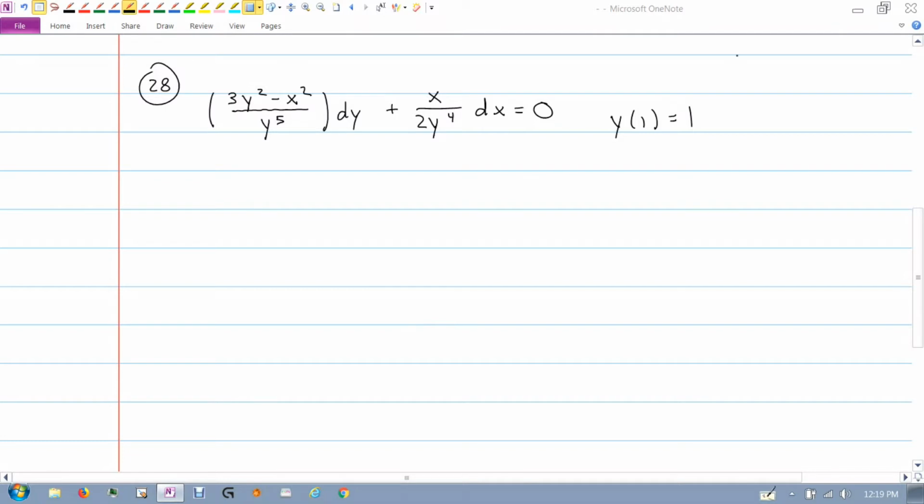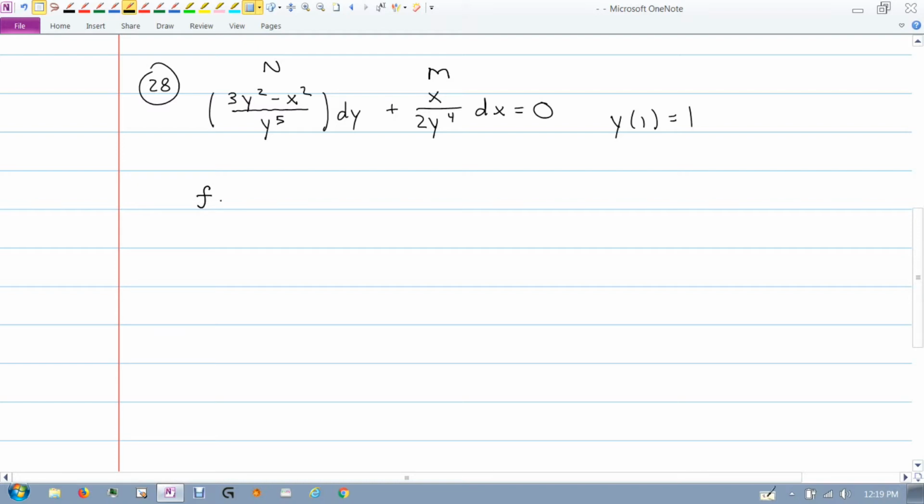Okay, so this is number 28. I've already written down here, this is our M, this is our N. So not going to check that it's exact. We'll just trust that it is, even though that would take a little bit of work to show. And so now let's go ahead and proceed.